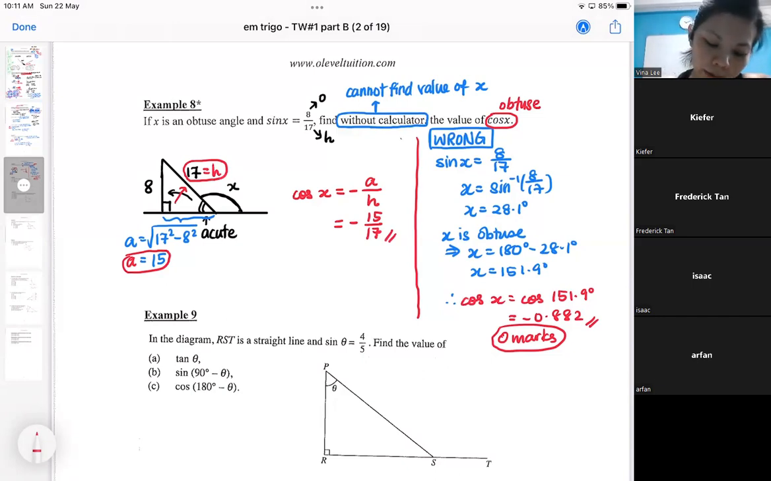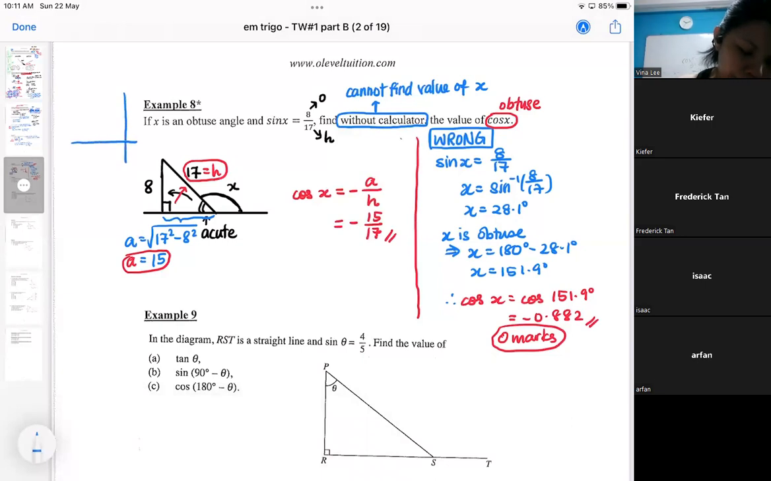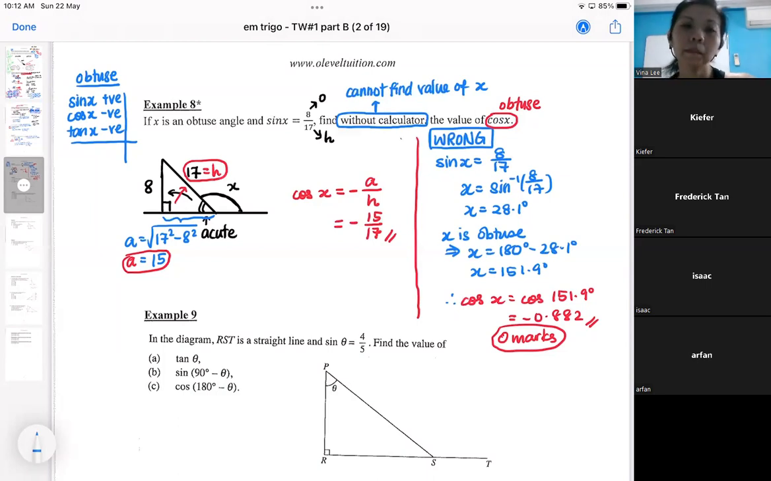So obtuse angle, there's a negative relationship. So if you go and narrow down to your obtuse angle, okay, you can flip back your obtuse angle. Sine is positive, cosine is negative, tangent is also negative. That's why I assign a negative for the cosine.